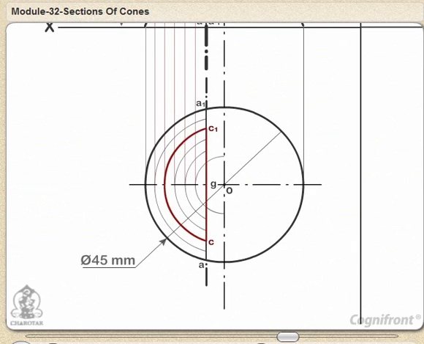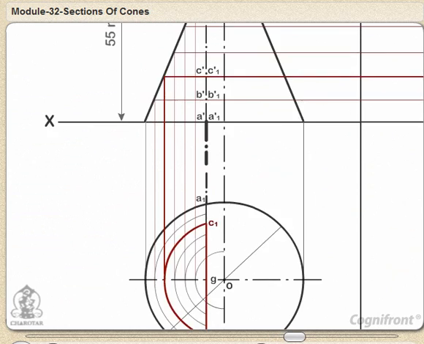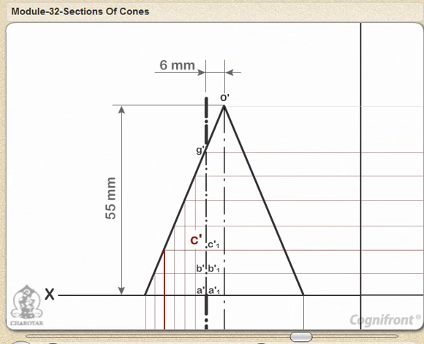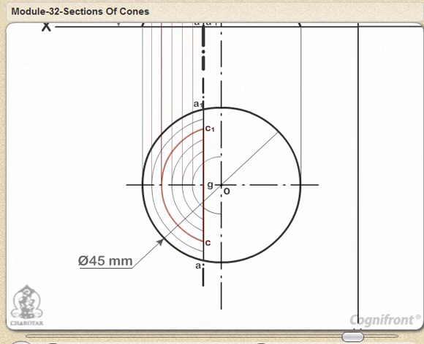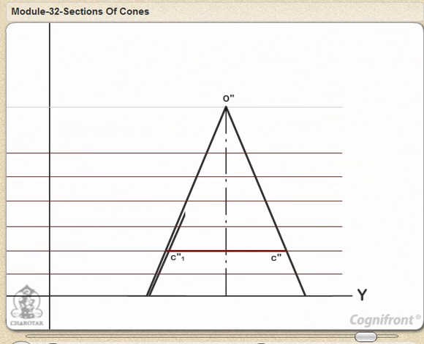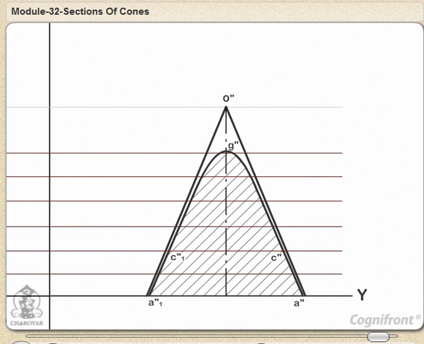For example, through C', draw a horizontal line. Mark on it points C'' and C''1 equidistant from and on both sides of the axis so that C''C''1 equals C1. Draw a curve through the points thus obtained. It will be a hyperbola.